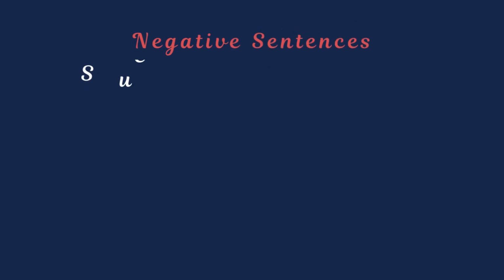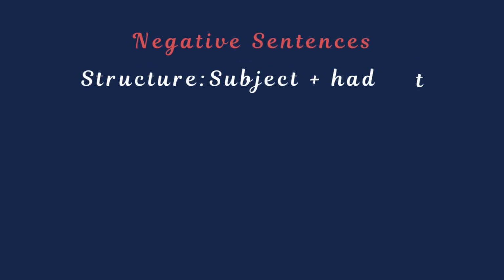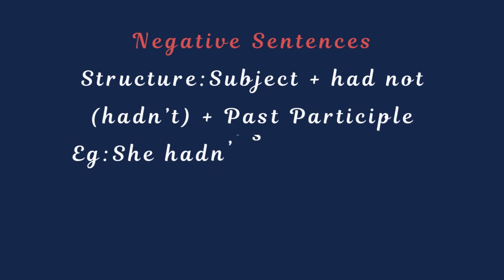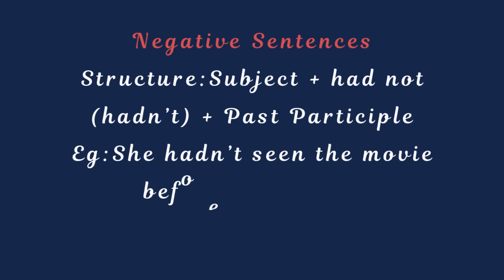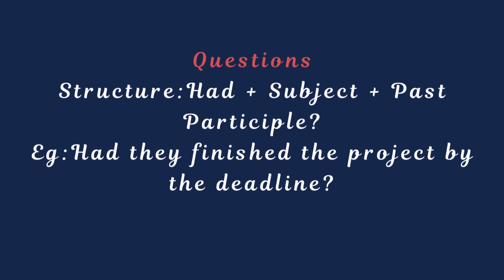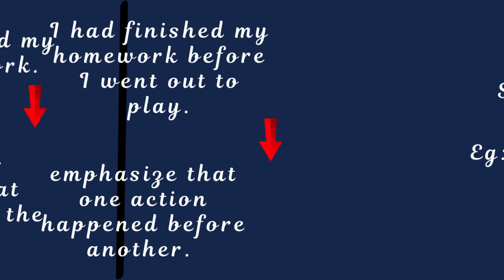For negative sentences, we simply add not after had. The formula is subject plus had not, or hadn't, plus past participle. For instance, she hadn't seen the movie before yesterday. To form questions, start with had, followed by the subject and the past participle of the verb. For example, had they finished the project by the deadline? This makes it clear you're asking about something that happened before a specific time.